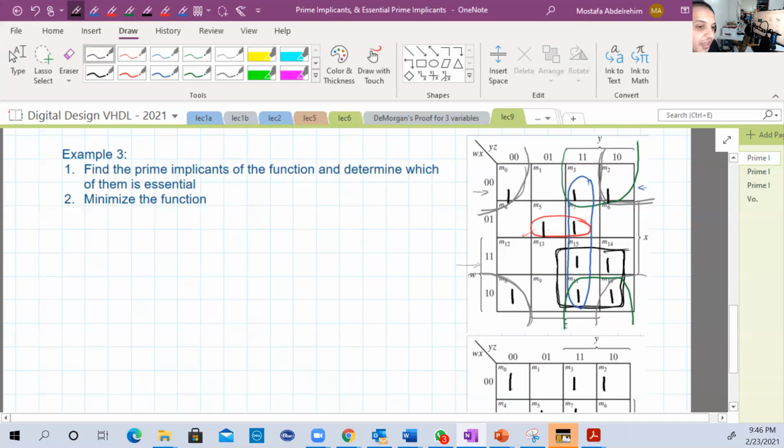This is also a prime implicant. And now we can say that the blue prime implicant is not essential because all its ones are basically contained within other groups. Okay, good. Now let's go to the fourth element in the third row. This one is contained in the black prime implicant, and it doesn't belong to any other group.